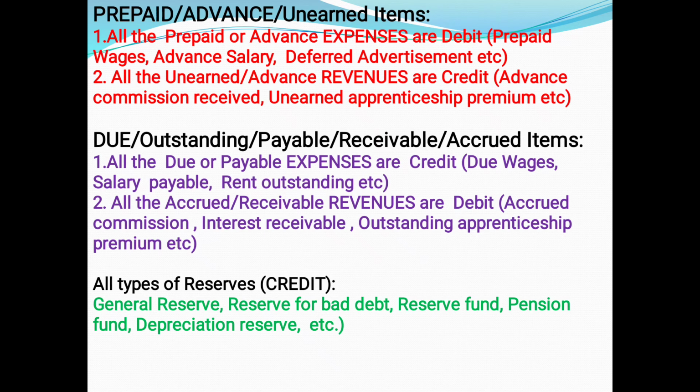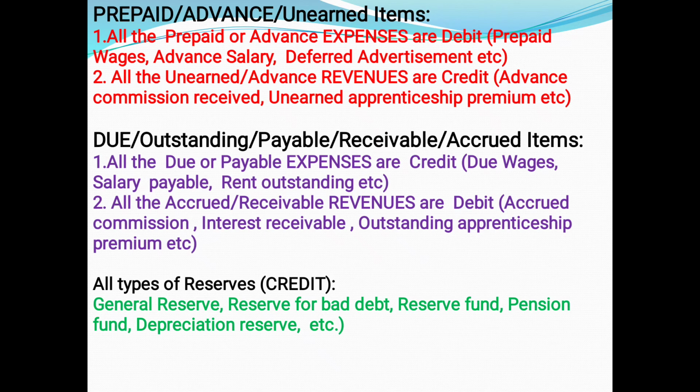Number 2, all the unearned or advance revenues are credit. Some moments ago you have already heard all the revenues are credit. Now I am saying all the advance income or unearned income or revenues are credit also. For example, advance commission received, unearned apprenticeship premium, etc.